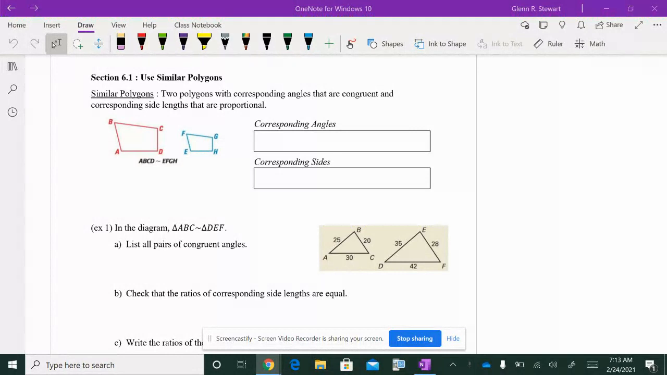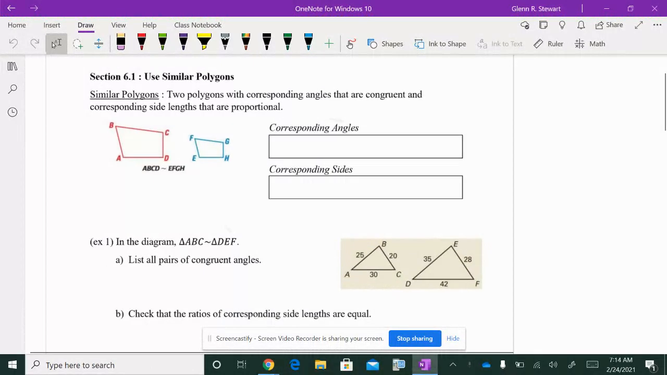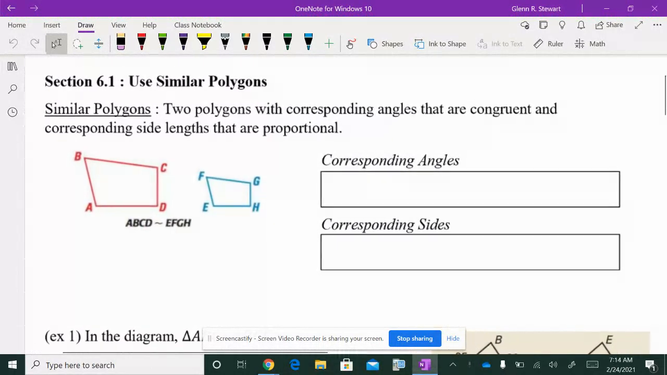So essentially what similar polygons means is that we have two polygons, all the corresponding angles are congruent, and the side lengths are proportional. So really what we're doing is we're taking a figure and we're either shrinking it or expanding it. So for example, in this first one here, it says corresponding angles.